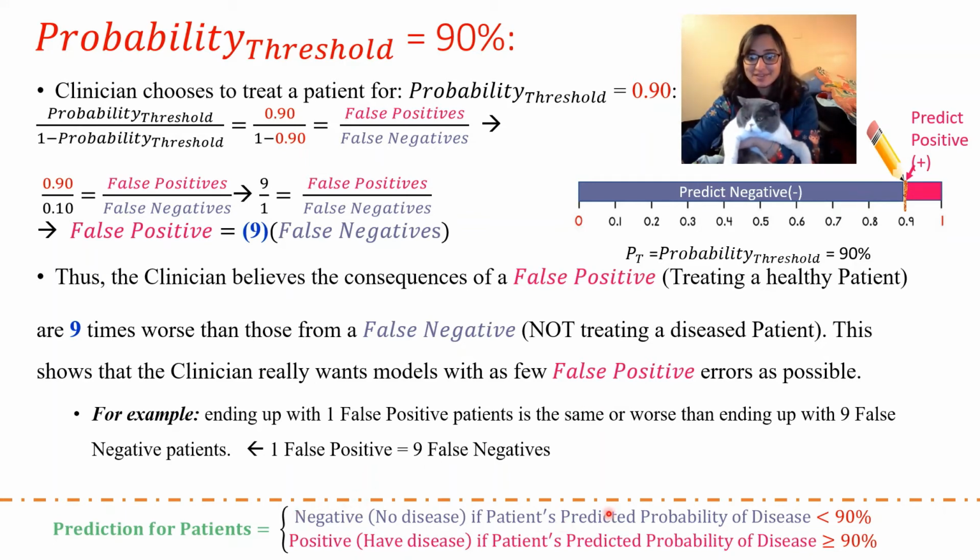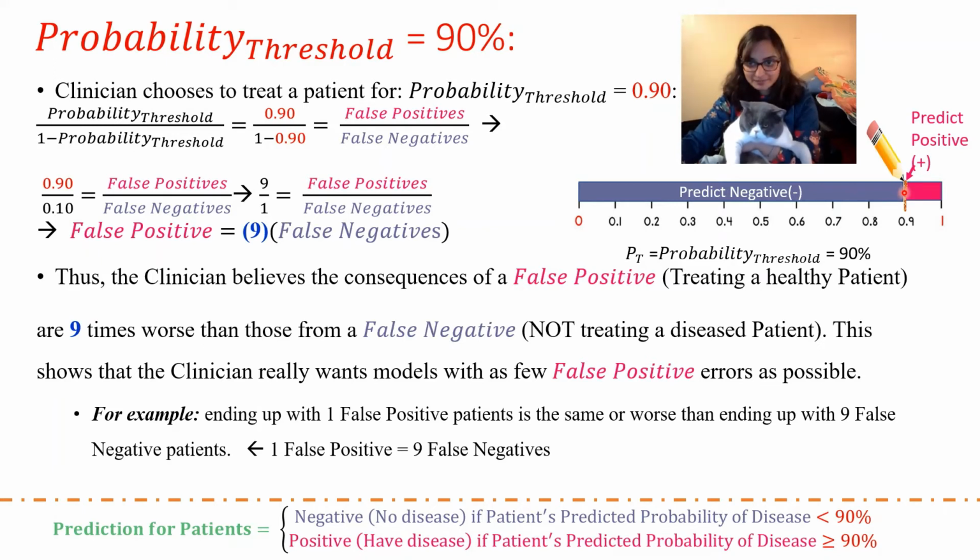That means that we're predicting that a patient is negative, even if they have a predicted probability of disease up to like 89% or so. So basically, if the predicted probability of having the disease is less than 90%, we're predicting that patient is negative. Otherwise, we're predicting that patient is positive, that they have the disease, if the predicted probability of the disease is greater than or equal to our threshold probability of 90%. We're like, yep, you have the disease. 90% and above, predicted probability, you have the disease.